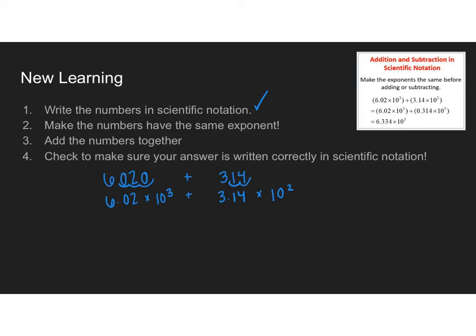The next thing I have to do, we did not have to do this on the last example, but we might have to do this today, is make sure that they have the same exponent. We cannot add them until they have the same exponent. So right now this one is 10 to the third, and this one is 10 to the second. I'm just going to quickly make this one 10 to the third. So if I want to make this exponent one bigger, I have to make this number one space smaller. Okay? So this becomes 0.314 times 10 to the third.